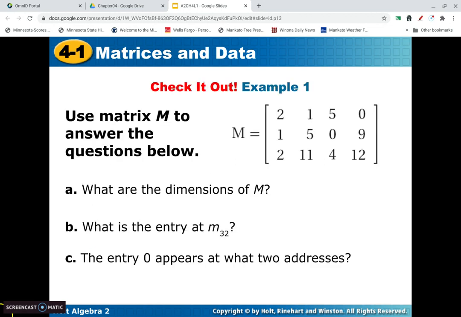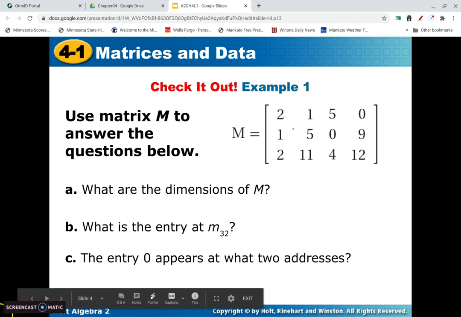So a good quiz would be like this. The matrix M to the right there. What are the dimensions? Well, let's see how many rows. 1, 2, 3 rows by 4 columns. I'd say 3 by 4. All right, what's the entry at 3, 2? Okay, so we'd have to go to the third row, second column.